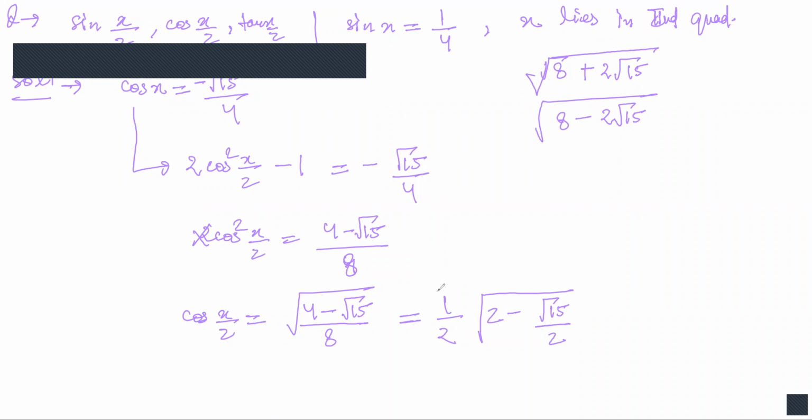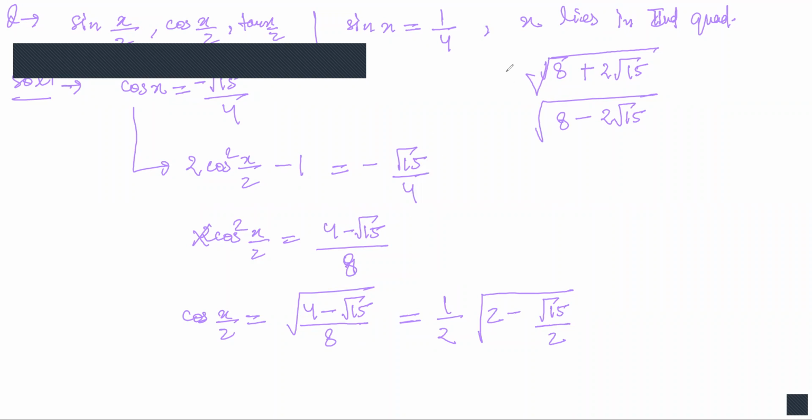See, this cannot happen, because the value is greater than 1. How can cos or sine be greater than 1? It's not possible. Root over 8 plus 2 root 15 is not the answer. No, it cannot be the answer. I'm very sure about this.